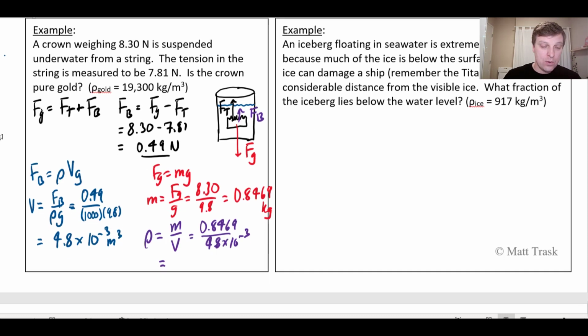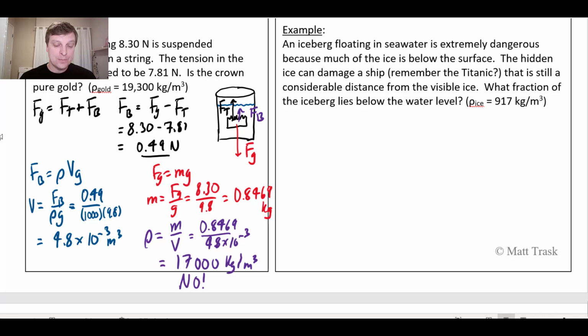And after all that work, we end up with a density of right around 17,000 kilograms per cubic meter. So the question is, is the crown pure gold? And that's a big no, because the density of whatever metal it's made of is not that of pure gold.